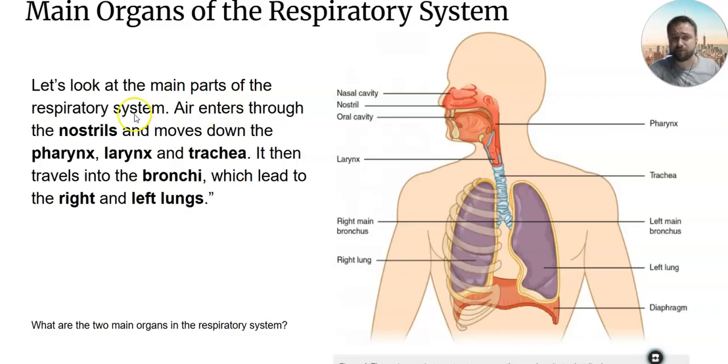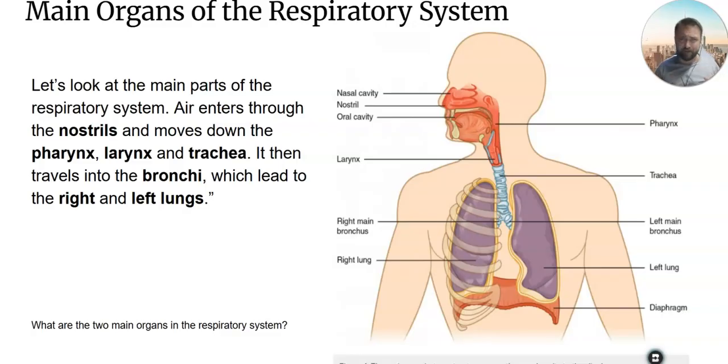So let's look at the main parts of the respiratory system. Air enters through the nostrils and moves down the pharynx, the larynx, the trachea. It then travels into the bronchi, which leads to the right and left lungs, and eventually into your alveoli. So let's just quickly ask ourselves again, what are the two main organs in the respiratory system? So obviously our lungs, but how is it going to get transported once it's in our lungs? The heart. Okay, hope you guys understand.